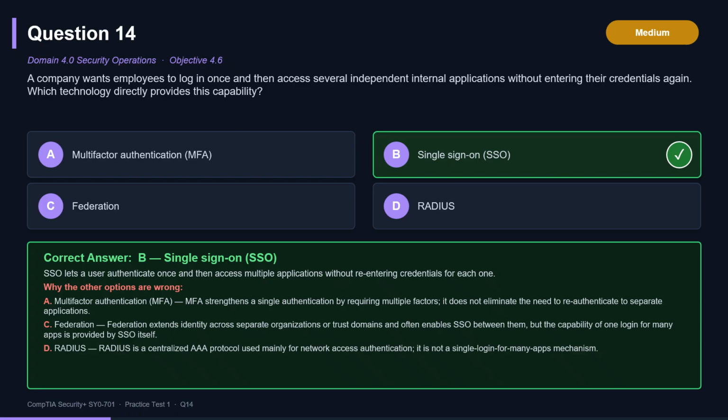Multi-factor authentication, MFA, is incorrect. MFA strengthens a single authentication by requiring multiple factors. It does not eliminate the need to re-authenticate to separate applications. Federation is incorrect. Federation extends identity across separate organizations or trust domains and often enables SSO between them, but the capability of one login for many apps is provided by SSO itself. RADIUS is incorrect. RADIUS is a centralized AAA protocol used mainly for network access authentication. It is not a single login for many apps mechanism.